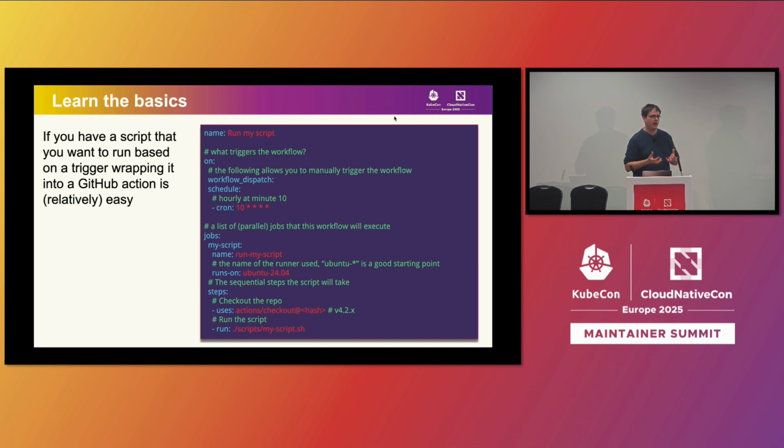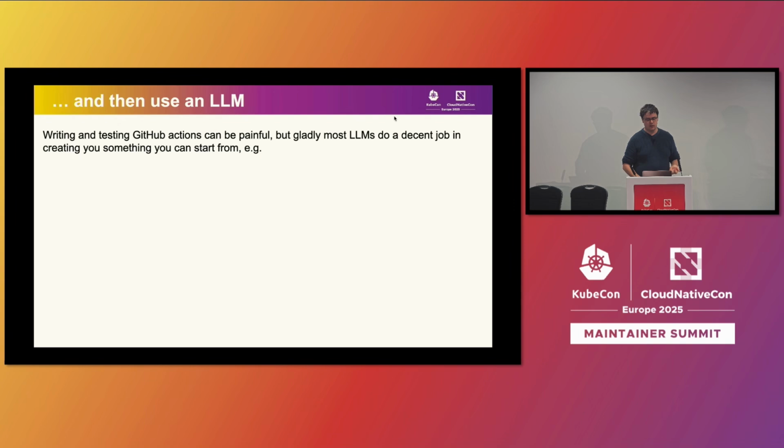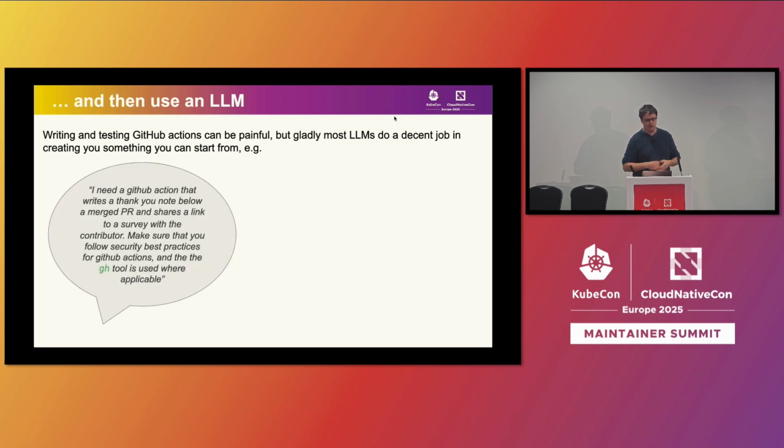And if you understand that, the thing I do nowadays is use an LLM, right? I mean, this is the AI slide of this presentation. I think you need to have one today. But this is really something the LLMs can do decently well. It's like, hey, I need a GitHub action that creates a survey when a PR gets closed. And by the way, make sure that you follow some security best practices. The other thing I always tell it is use the GH tool. Otherwise, it sometimes uses curl or some other weird way to interact with the GitHub API.